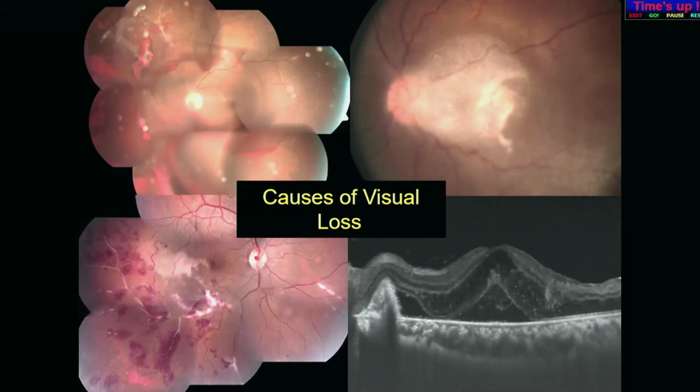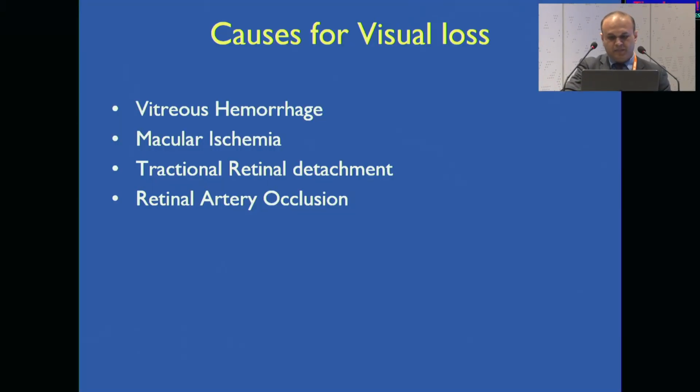Apart from that, we also need to manage the long-term sequelae of these patients. Subsequently, these eyes may develop peripheral ischemia, and therefore you may need to do a laser to take care of the ischemia. You need to take care of the inflammation which is there, which is also the cause of the visual loss. So you need to take care of the causes, which may be a hemorrhage, ischemia, subsequent TRDs that can occur, and a retinal artery occlusion.